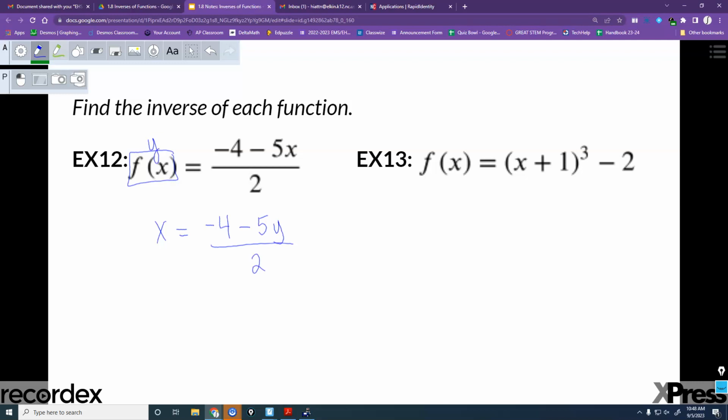All right. I have got to solve for that y right there. All right, so if I'm trying to get that y by itself, Aiden, what do you think I should do first? Multiply by 2, because it's divided by 2 on this side. We're going to have a hard time while we got that 2 down there, so I'm going to multiply by 2. It'll cancel. Multiply by 2 over here. So now I've got 2x equals -4 minus 5y.